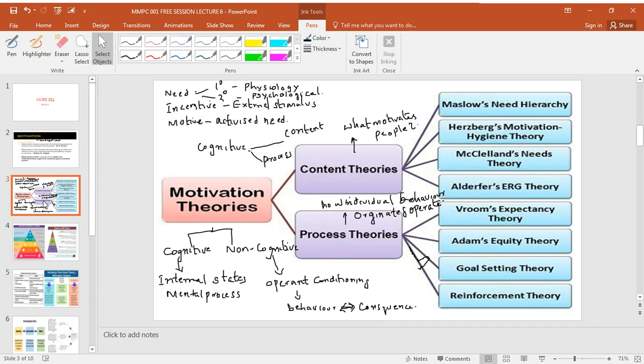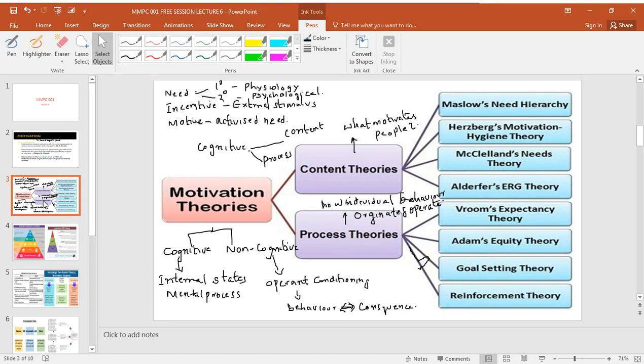I hope you will learn all these things in the upcoming semesters. Learning theories, maybe in the second semester you have that paper. So that is coming under the non-cognitive ones. Now let's look into the cognitive theories, that is, process theory and content theory.